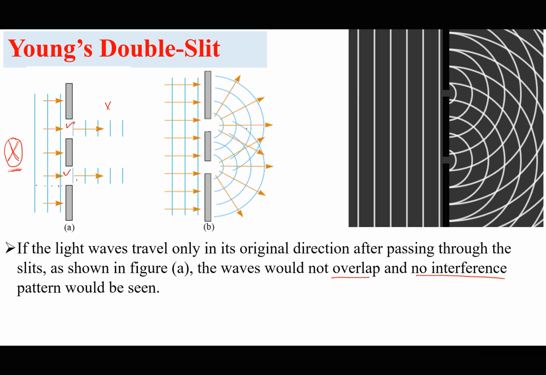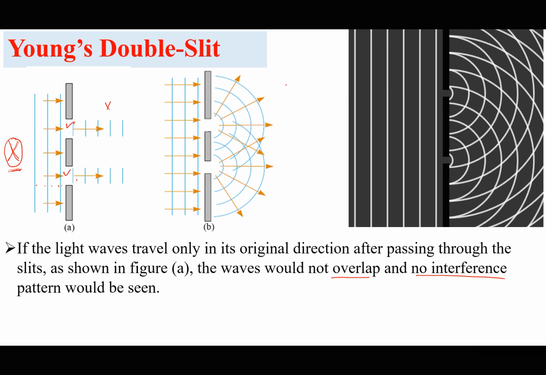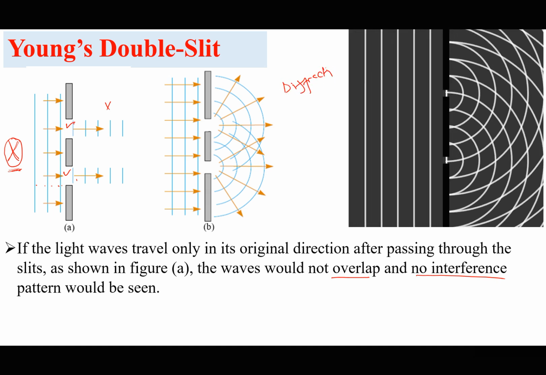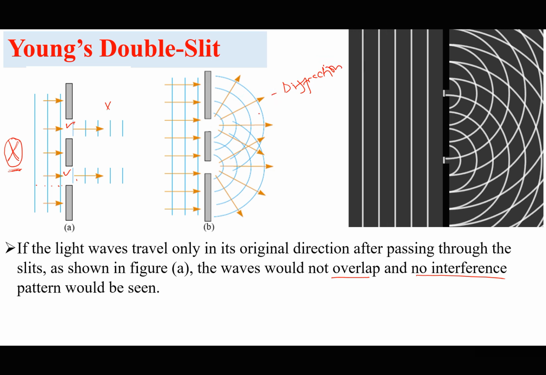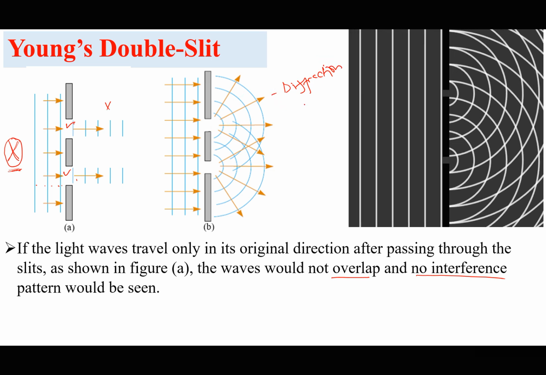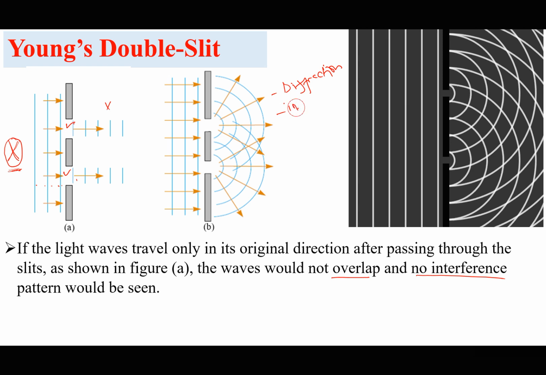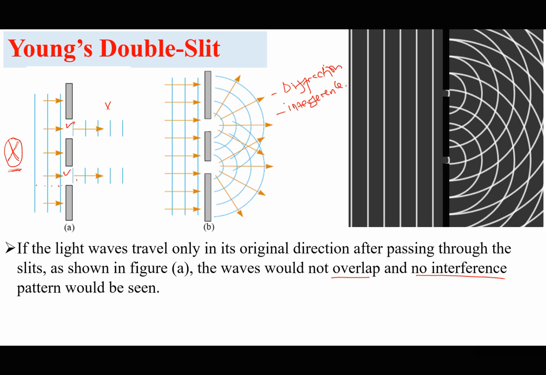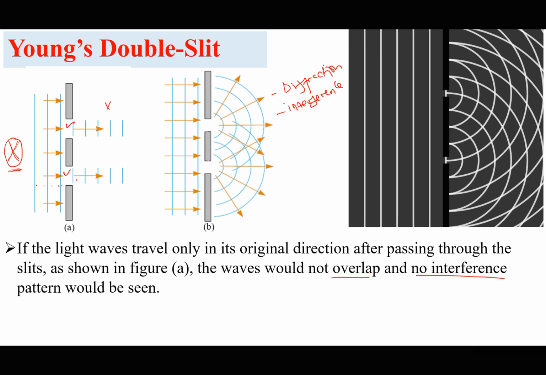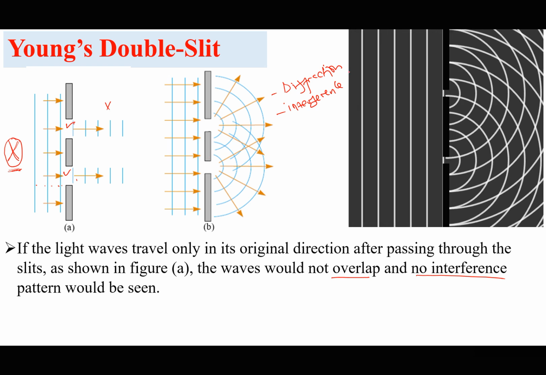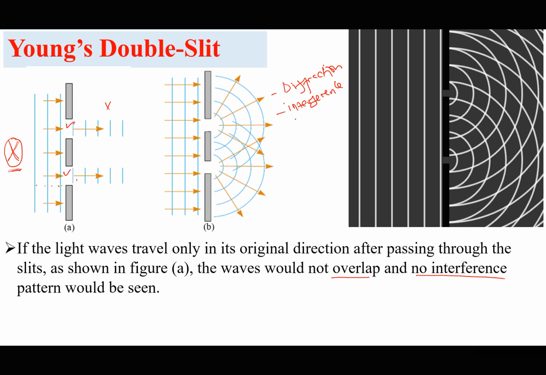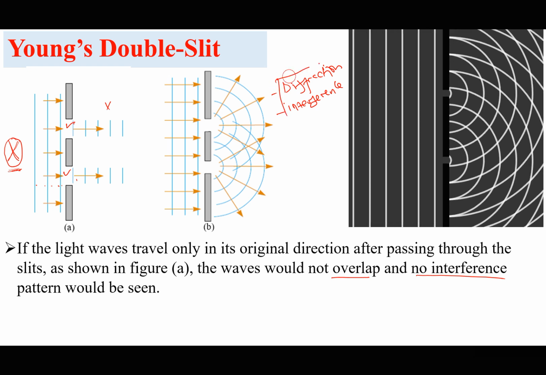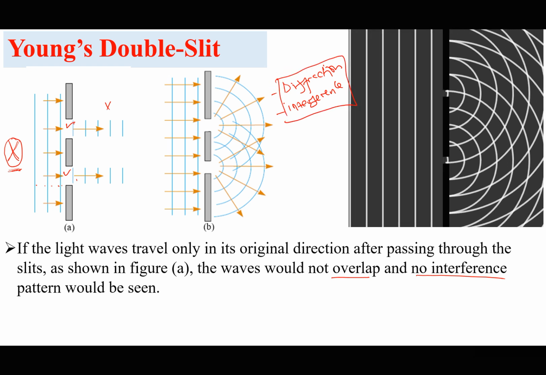So for us to be able to see interference patterns, both diffraction, which plays the role of making the waves spread into regions of geometrical shadow, and interference, which is responsible for the waves from the two slits overlapping to result in regions of constructive or destructive interference, are playing a role here.